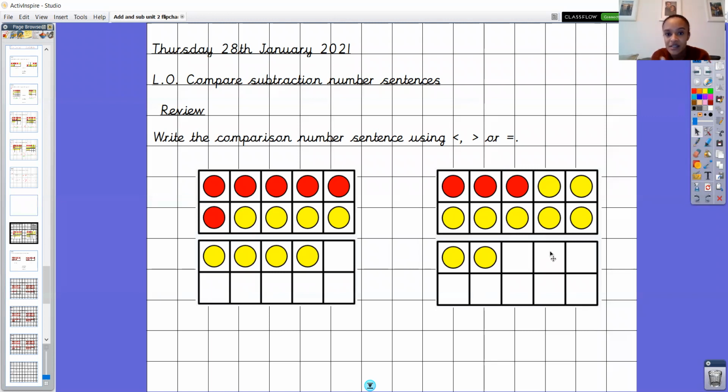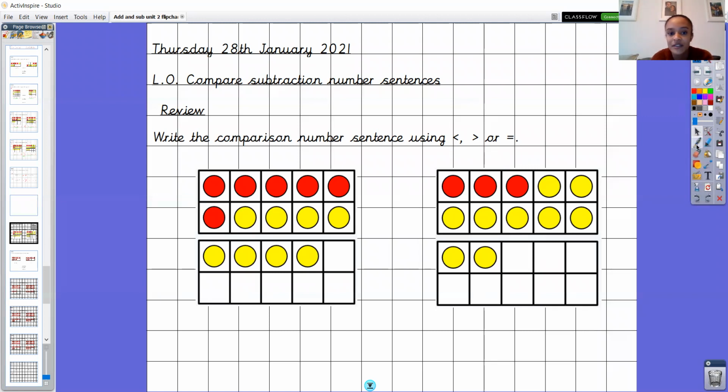So just to remind ourselves about yesterday's learning, this is an addition, two ten frames that are representing an addition with the two parts. We're going to quickly find out what they are and we're going to use less than, more than or equal to compare them.